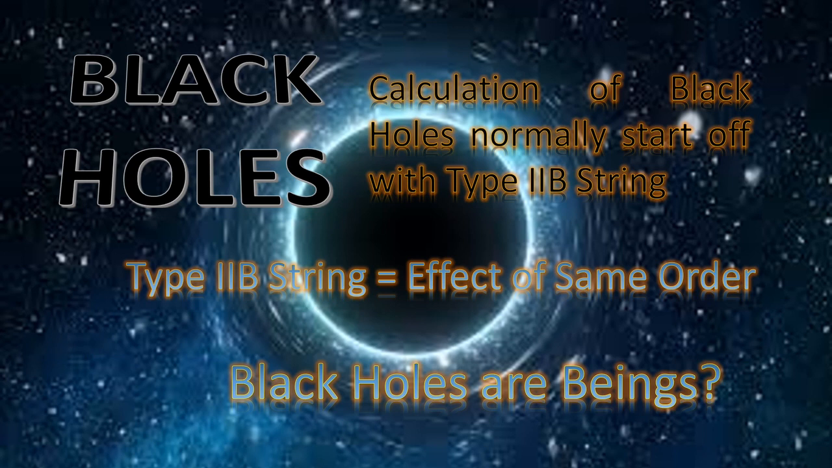It was mentioned before that type 2B string is the effect of the same order. It was also mentioned before that the effect of the same order is the effect from direct cause. An example was previously given that effects from direct causes are the seeds of consciousness, for example seeds of eye consciousness, which will produce one's direct experiences.